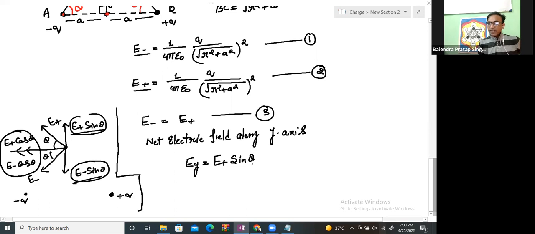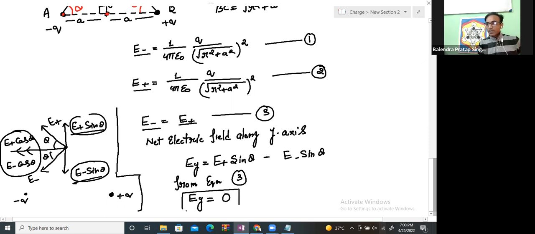So in that case, E plus sine theta is minus E minus sine theta, because they are exactly opposite to each other. And from equation 3, E plus is equal to E minus. So in this case, the net electric field along y-axis is 0. Is it clear? Because E plus is equal to E minus.